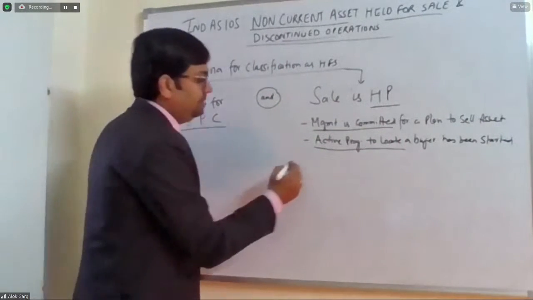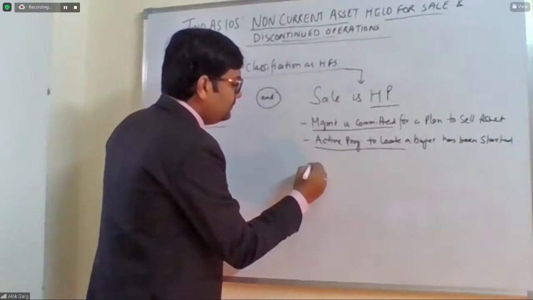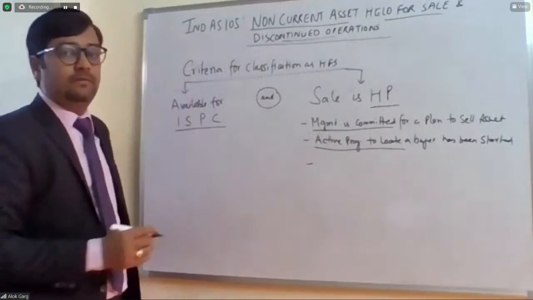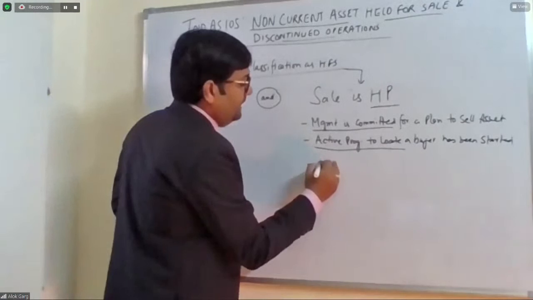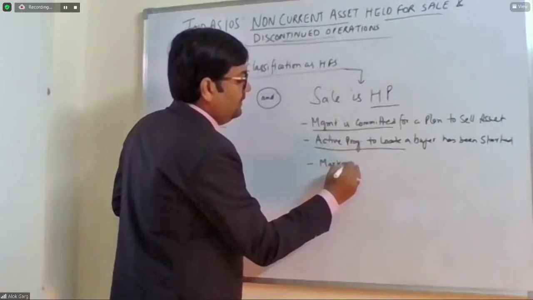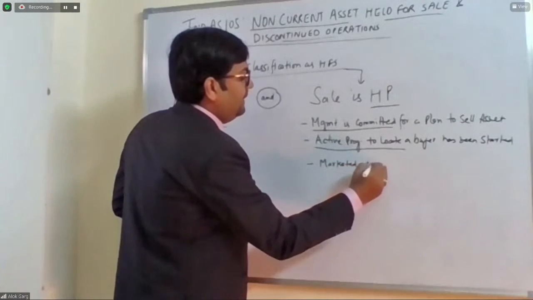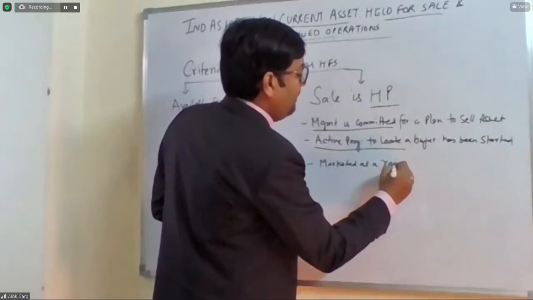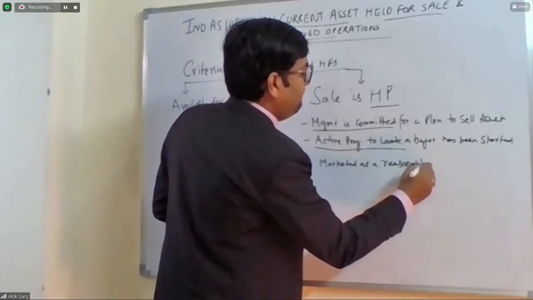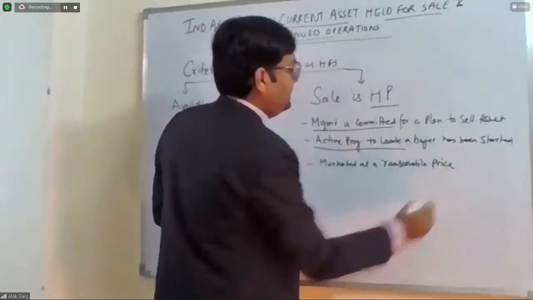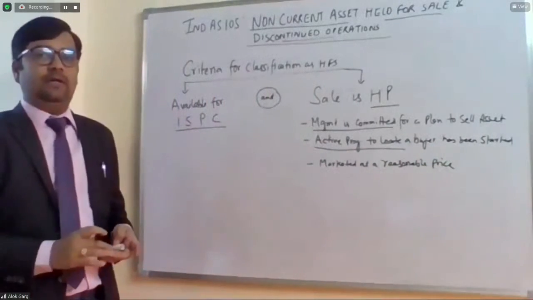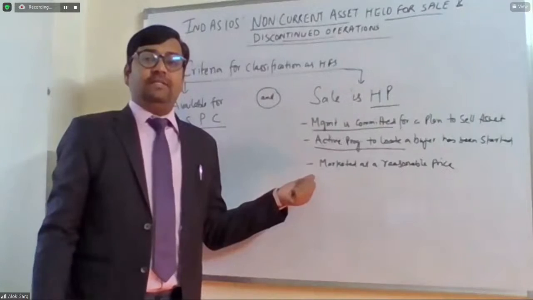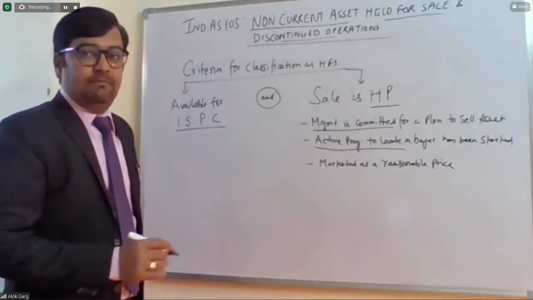Third, marketed at a reasonable price. Okay. So the third one is it is marketed at a reasonable price.